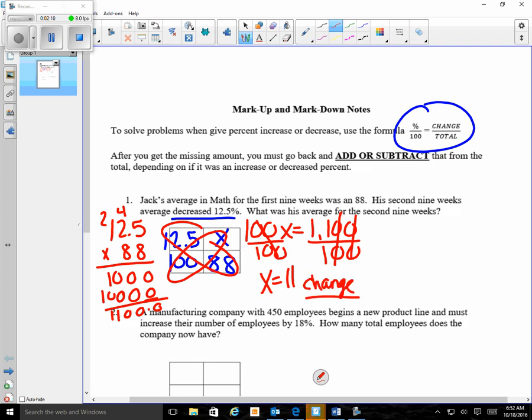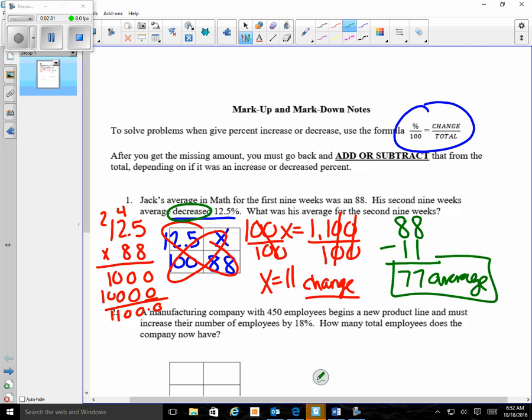That is not the answer that I want. Now I have to go back and apply it into the problem. I know here that it said that I was decreasing, so I know my number is going to get smaller. So I'm going to take my original of 88, I'm going to subtract my change of 11, and I'm going to get 77. So 77 was his average for the second grade period.